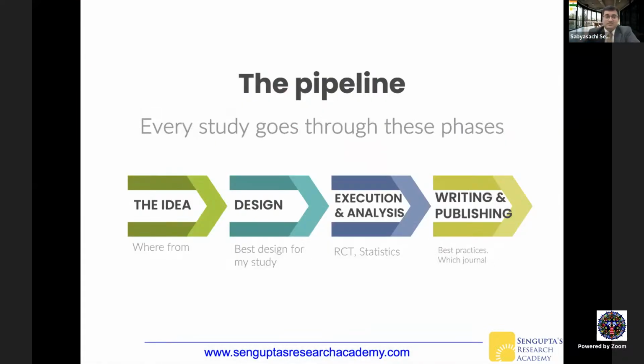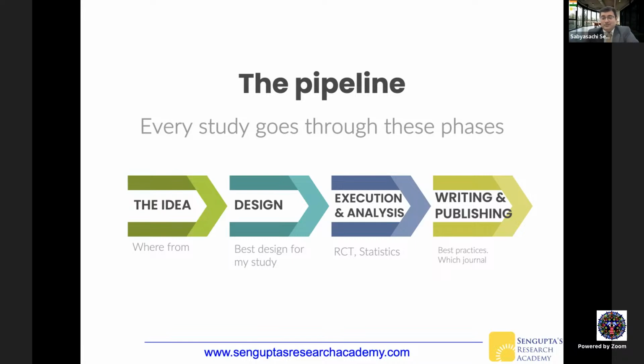So first, every study goes through this pipeline or these phases. First is the idea. So where do you get that idea from? Second, you want to design that study, right? So what is the best design for my study is something that we'll look at. Then execution and analysis, which really means statistics, which we have a whole session for a couple of days later. And then the next thing that you need to do is write and publish your work, right?